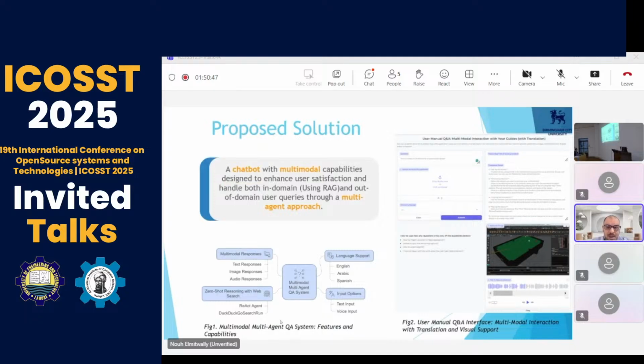The proposed solution leverages multimodality capabilities and a multi-agent approach. What that means is that it isn't just text based. It can understand your questions: you can type the questions, speak to the application or the agent, or even show an image. As you can see from the left-hand side, there is integration of various multimodal inputs and outputs.